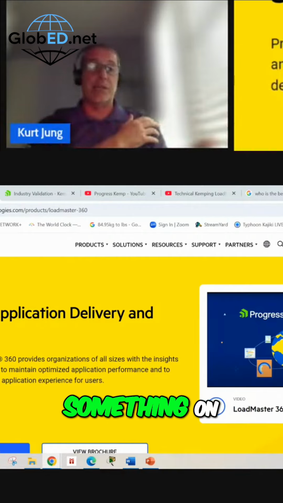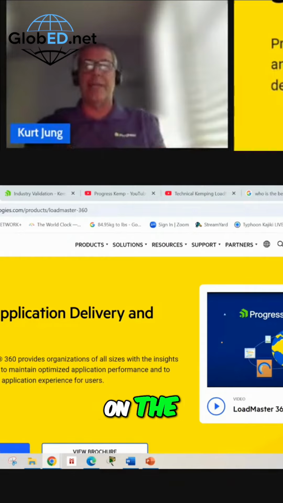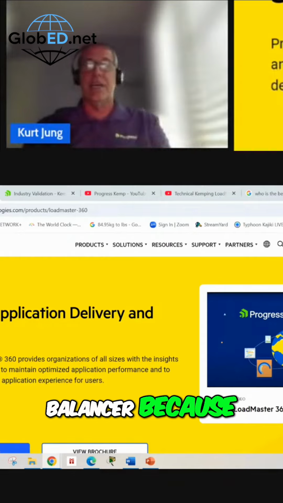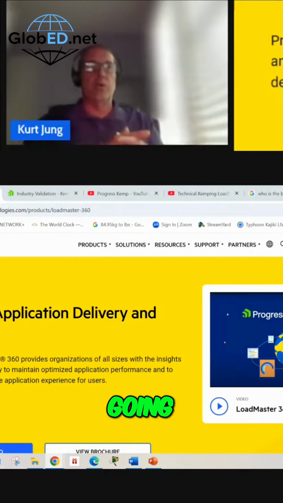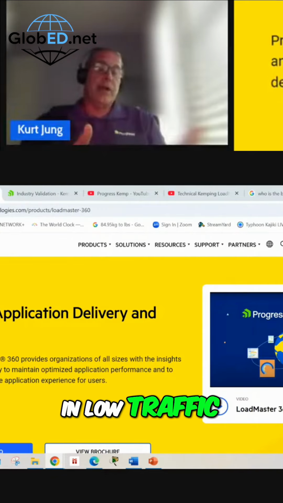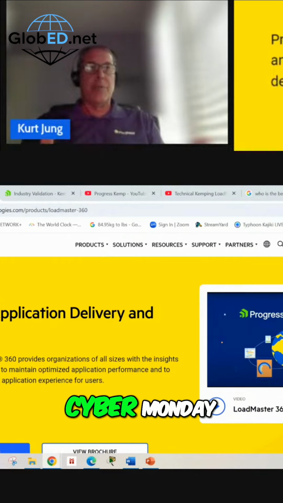The network team changed something on the firewall, didn't notify, didn't think about what that effect would be on the application and the load balancer because of this persistent setting, and all of a sudden now you have all the traffic going to one, and maybe in low traffic time it's not a problem. 6 months down the road, it's Cyber Monday.